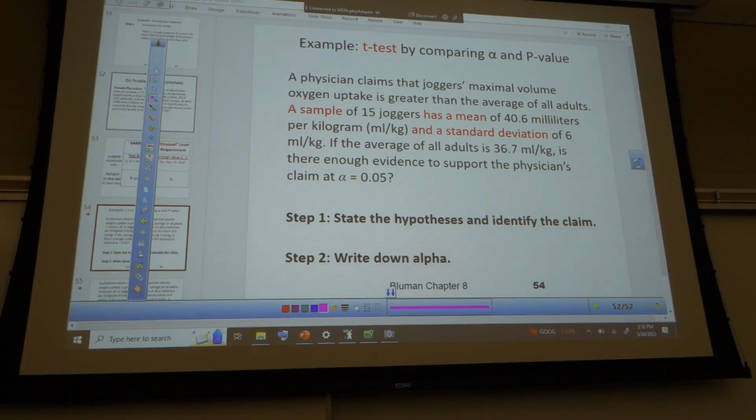Let's get a reader for this one. Chris, go ahead. A physician claims that joggers' maximum volume oxygen intake is greater than the average of all adults. A sample of 15 joggers has a mean of 40.6 milliliters per kilogram and a standard deviation of 6 milliliters per kilogram. If the average of adults is 36.7 milliliters per kilogram, is there enough evidence to support the physician's claim at alpha equals 0.05?